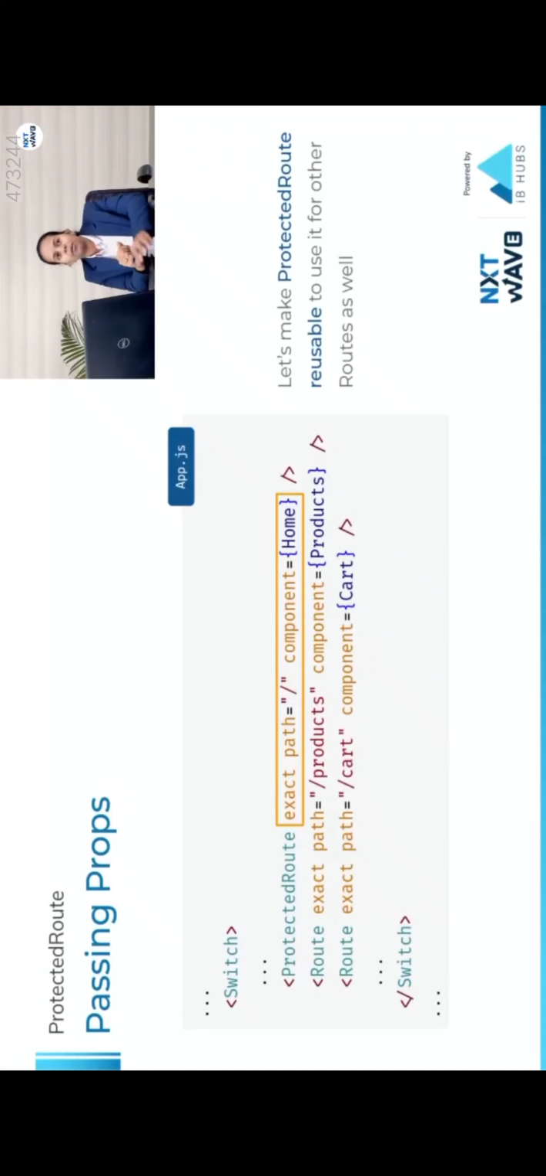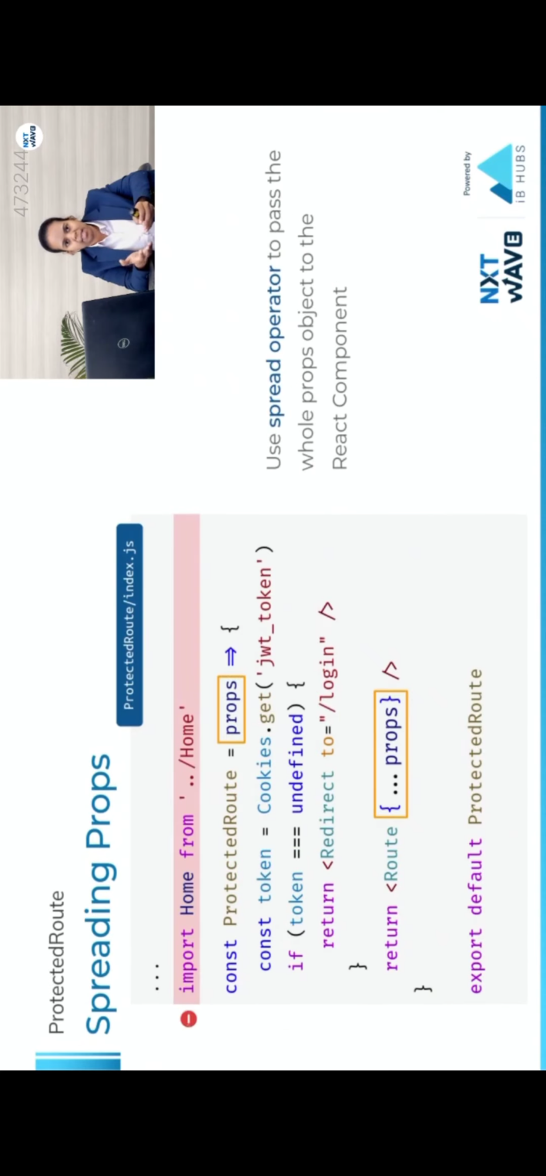So let's do that. Here you can see, for the protected route, we want to make this a reusable one for the other routes as well. So we are passing exact, the path, and the component as props to the protected route, that is the wrapper component. Now within the protected route, we'll access these props and we'll specify them to the route component. Then this entire protected route would become a reusable one, and we can make use of this for the products, for the cart, for all the other routes, right?